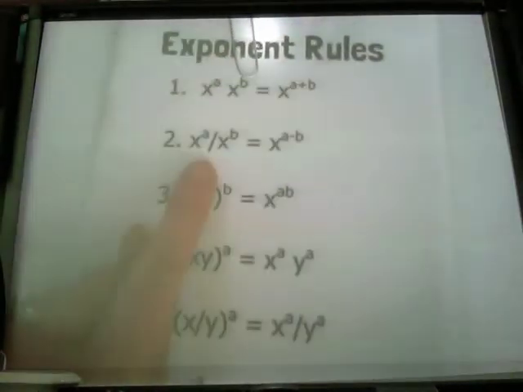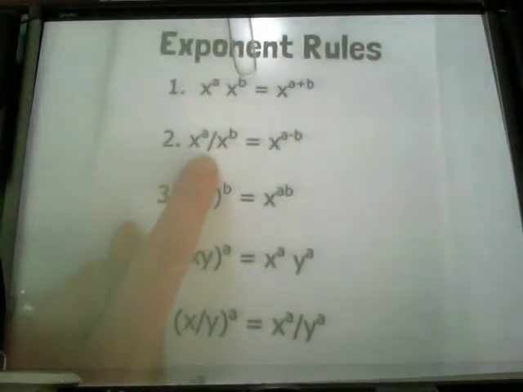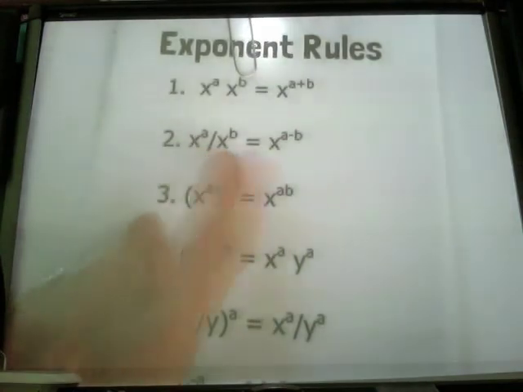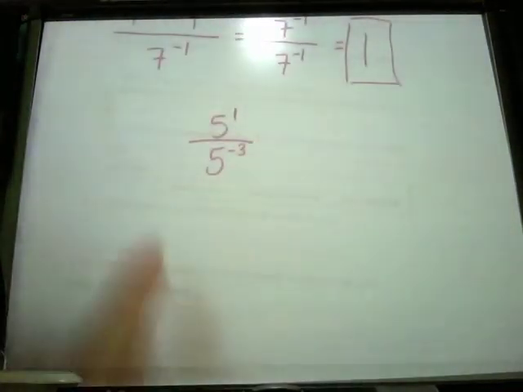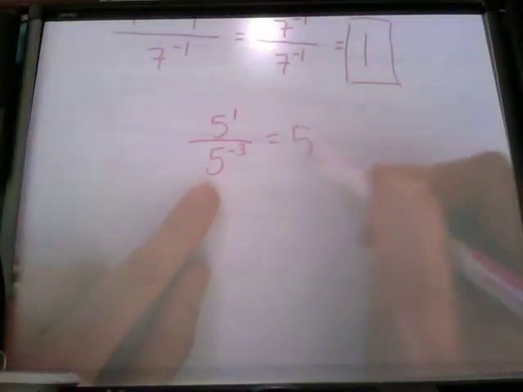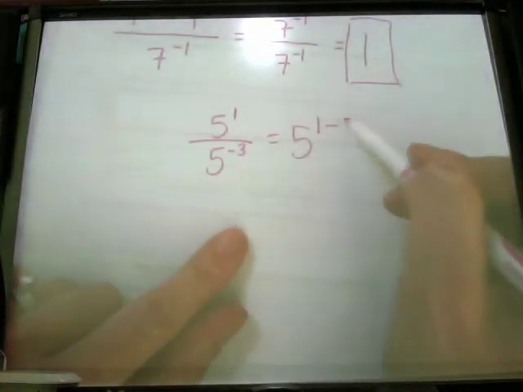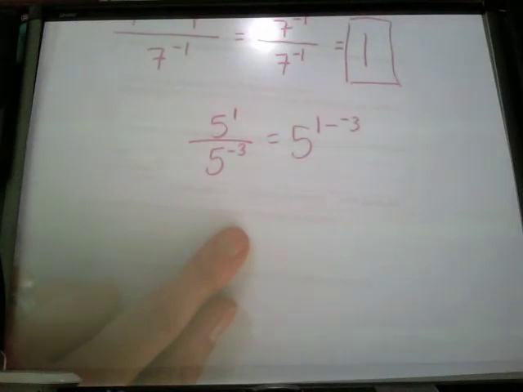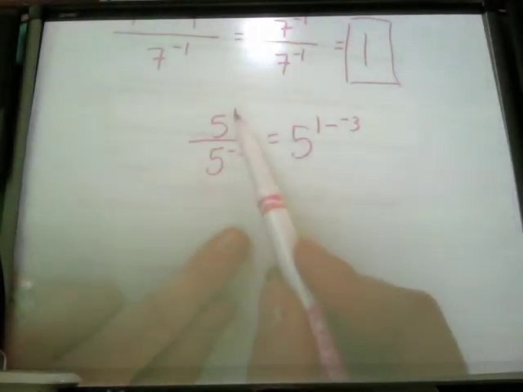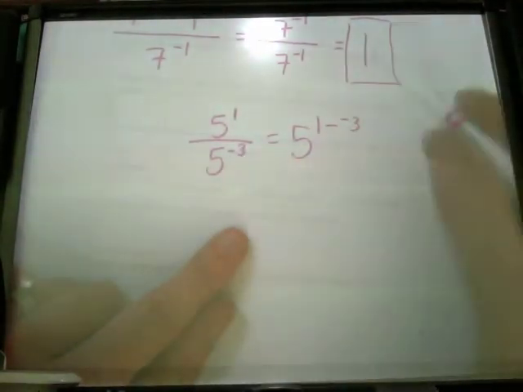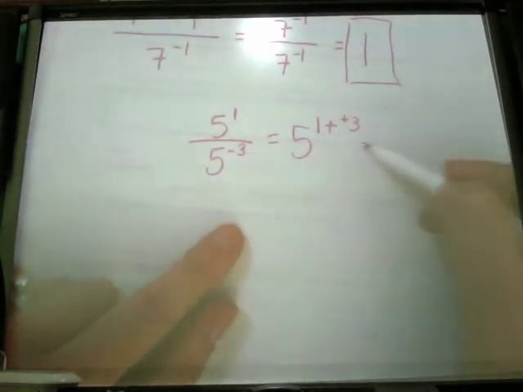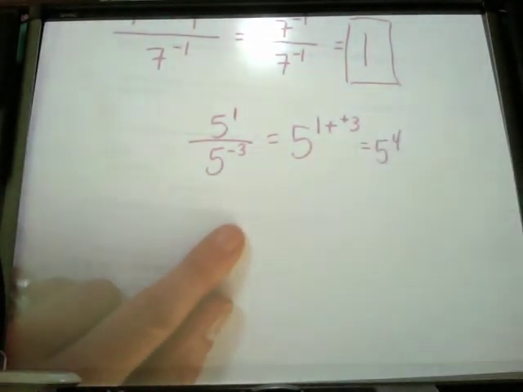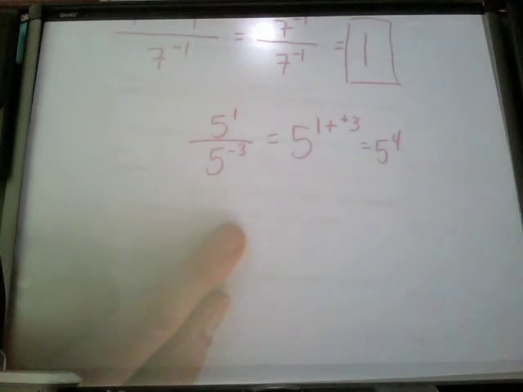Your handout shows division with the little fraction bar, but this is division. When we divide the same base, we subtract the exponents. 1 minus negative 3. All right, I'm subtracting the exponents. I write down my invisible 1. 1 minus negative 3. If I add the opposite, no more negatives. Now 5 to the power of 4.